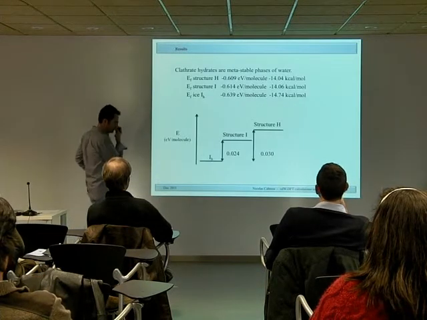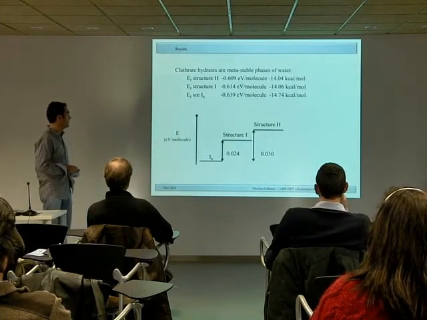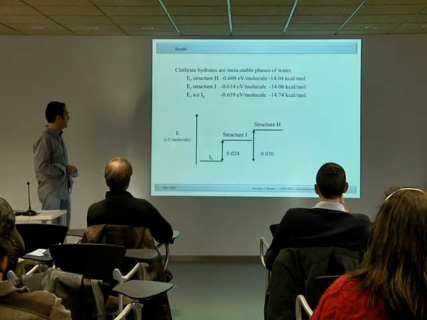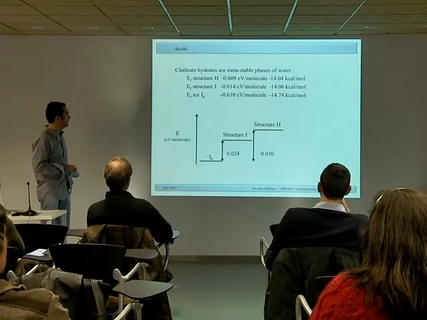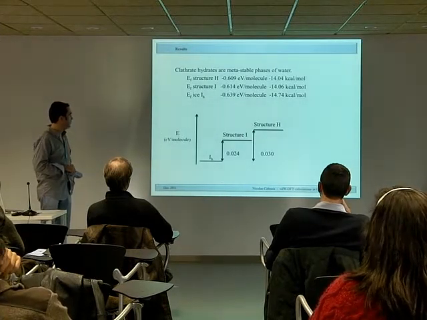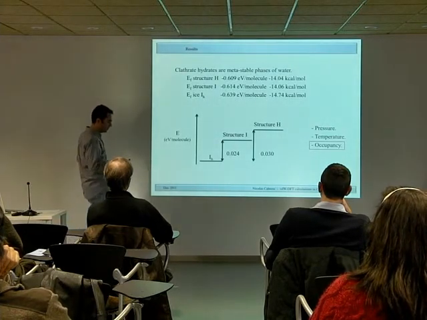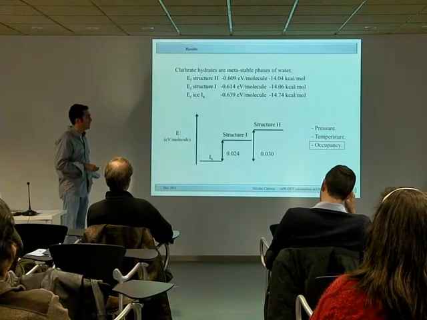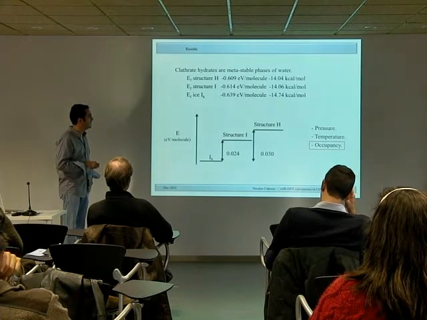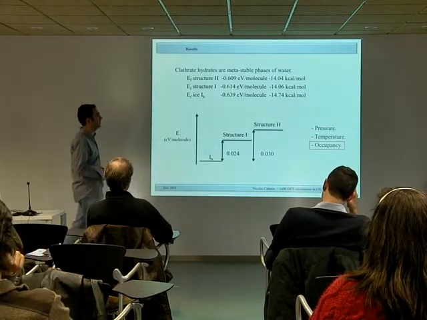So, water clathrates are metastable phases of water, because the stable phase is ice. Here I show the difference of energy among ice, structure 1 and structure 2 in electron volts per molecule. Metastability means that with some thermodynamical conditions and with an occupancy, these systems could be more stable than the mixture between ice and vapor. So we are going to see something about impact.